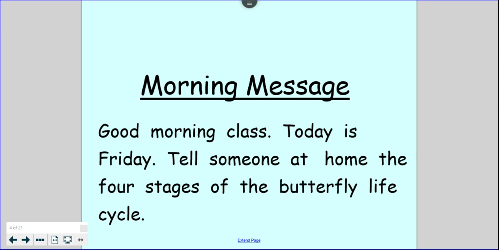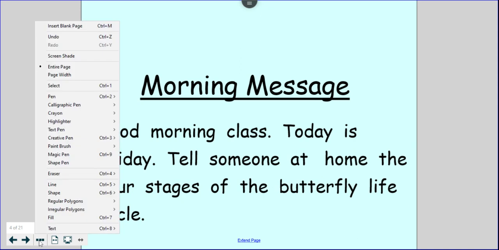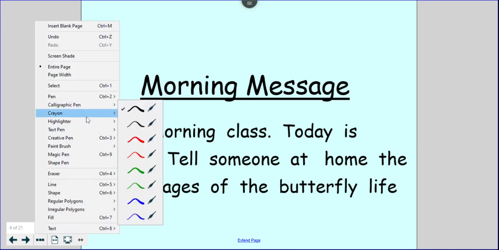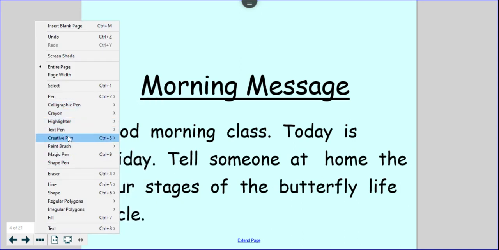Awesome. So we have egg, caterpillar, chrysalis, and butterfly. Those are the 4 stages that we have learned about the butterfly life cycle. Way to go, friends. I'm glad you are remembering all that we're learning. Let's circle a sentence today.